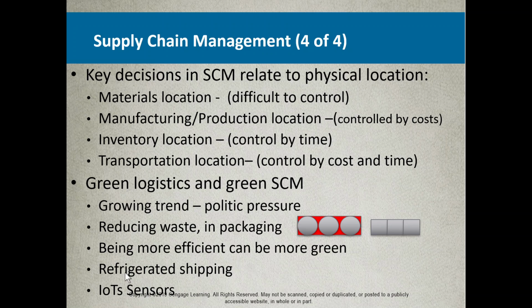For example, with refrigerated shipping, if they have these Internet of Things sensors and they're more intelligent, it can keep the temperature at the optimal amount rather than wasting a lot of energy freezing containers that don't need to be as cold as possible. So there are new technologies coming out, and the bottom line is that it saves the company money in the end, and it's also a green initiative.